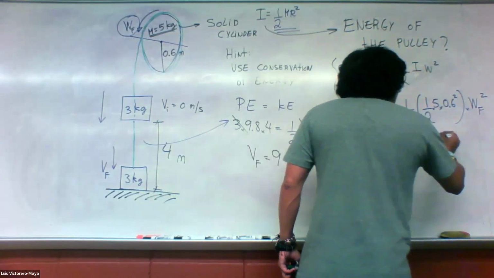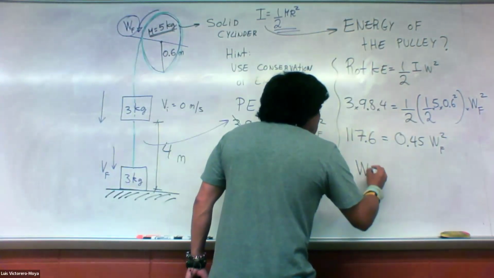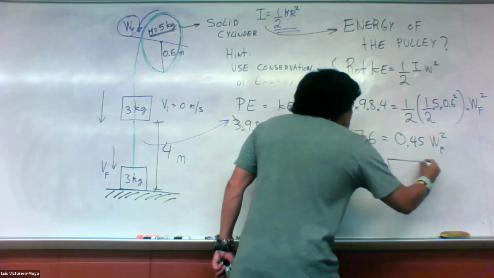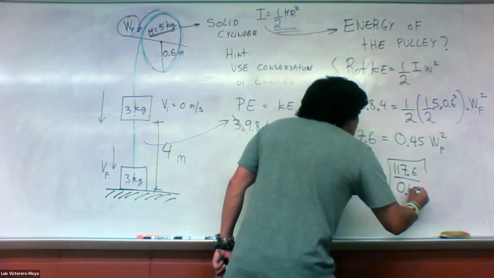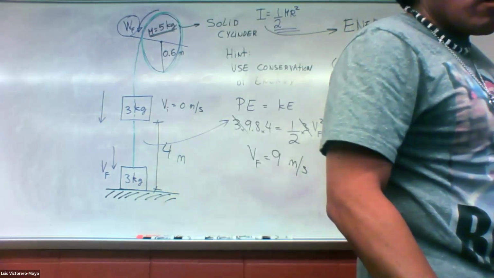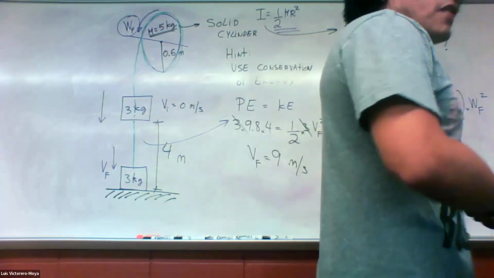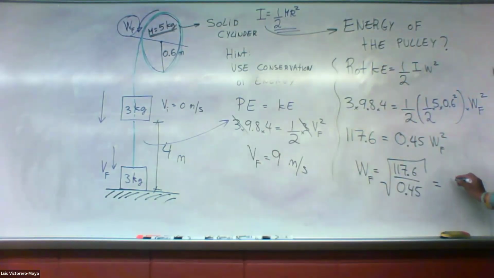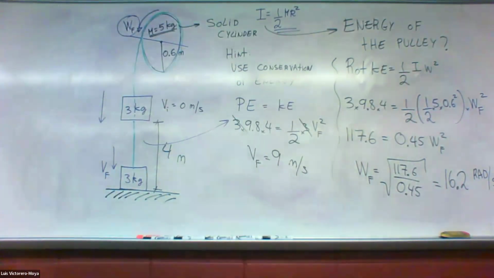0.45 W final squared. And then we divide by 0.45 and we find W final is the square root of 117.6 over 0.45. So that should be 16.2 radians per second. There you are, another energy application there.